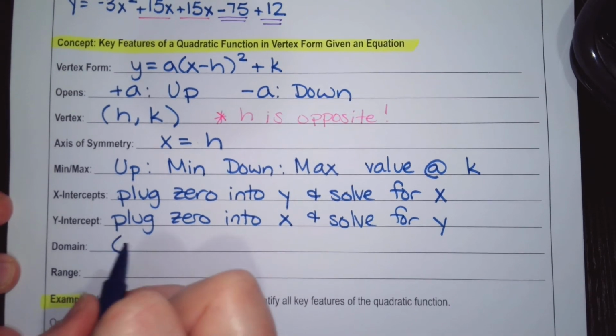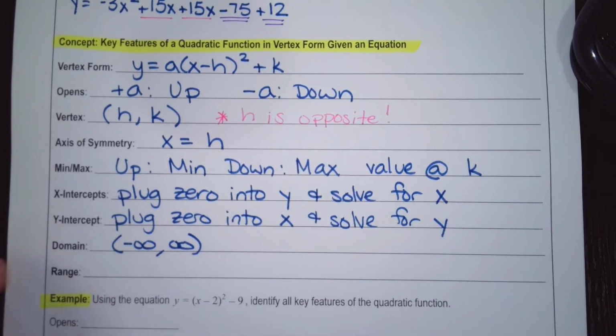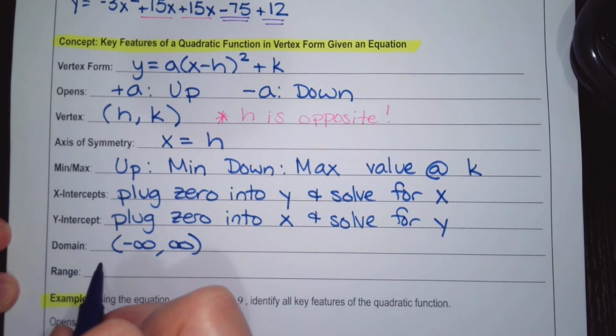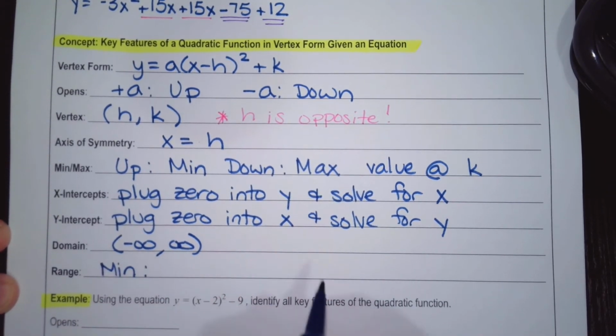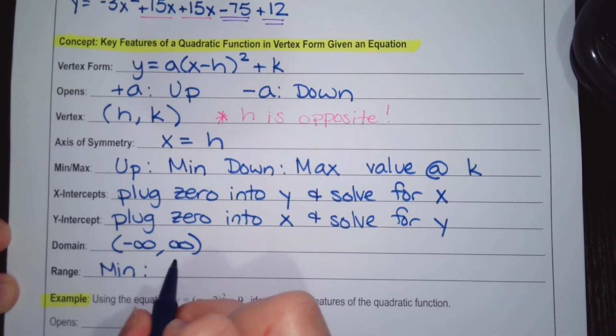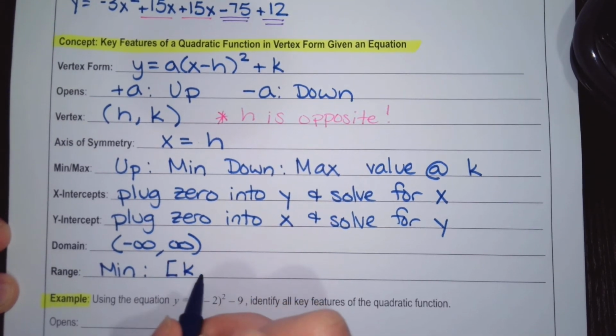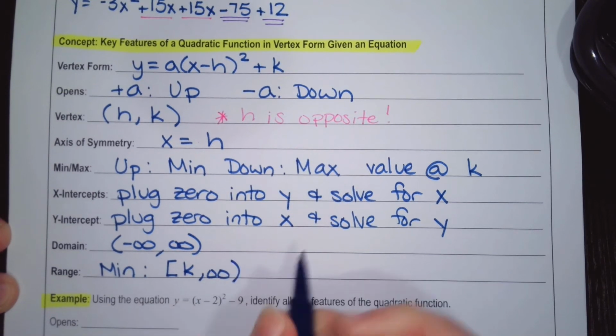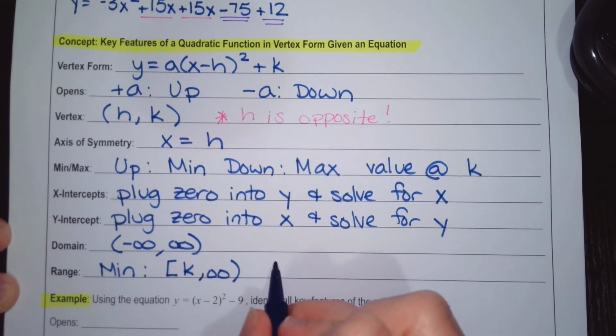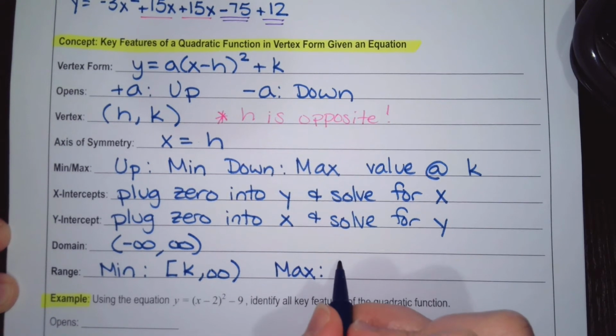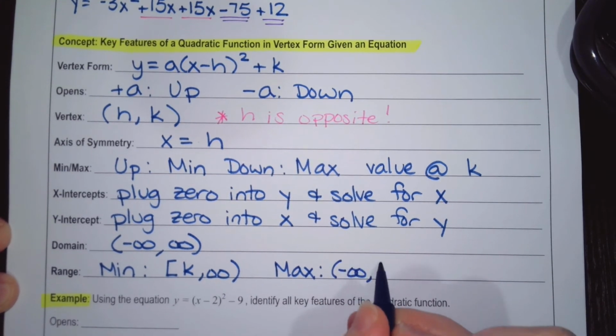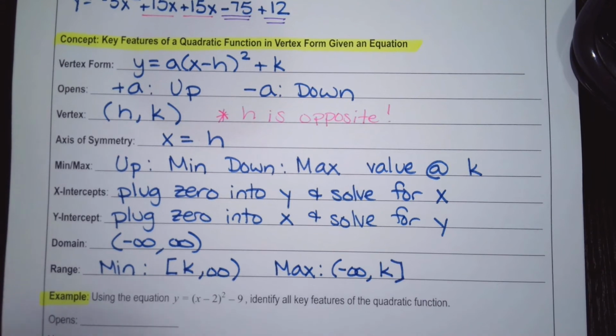Domain has not changed. Negative infinity to positive infinity. That never changes. Range, remember, range is dependent upon if it is a minimum or a maximum. If it is a minimum, then your range is bracket k to infinity. And if it is a maximum, you start at negative infinity and it goes to k with a bracket.